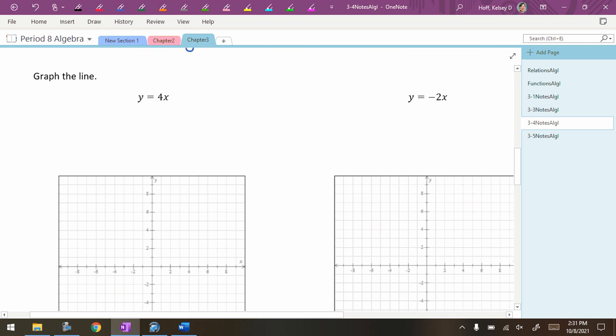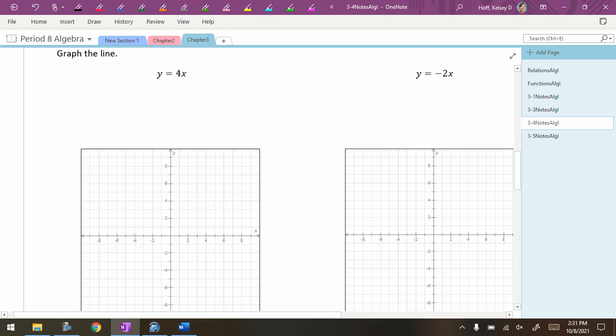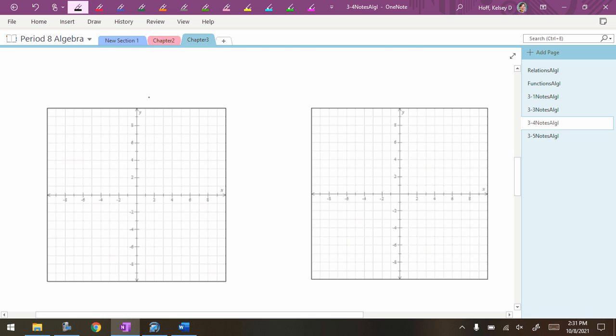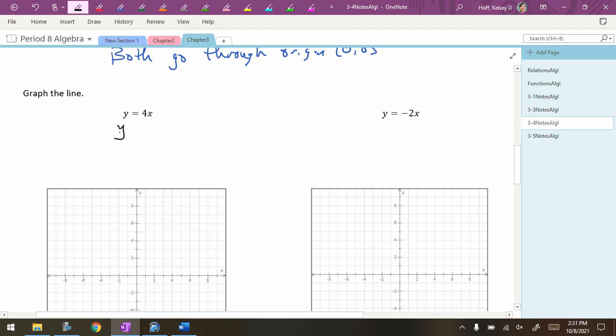So they're going to ask us to graph this line. y equals 4x. Y is by itself, equals 4x. Almost looks like y equals kx, correct? So in our case, our k is 4. But we also figured out k is the same thing as m, which is 4.